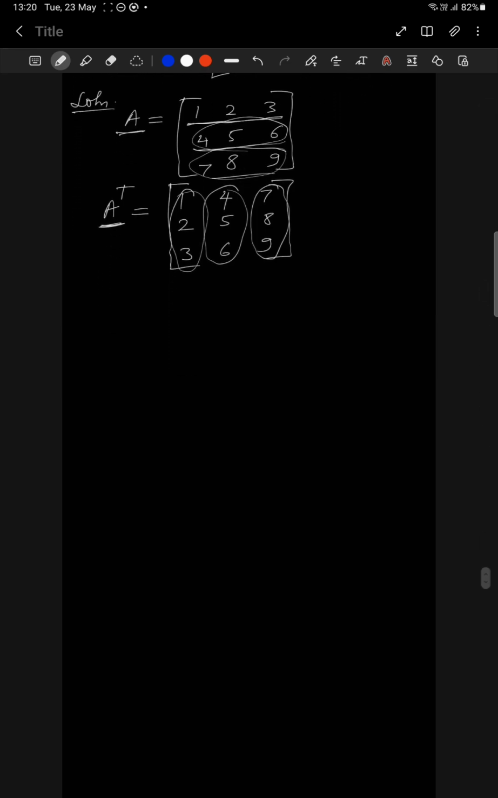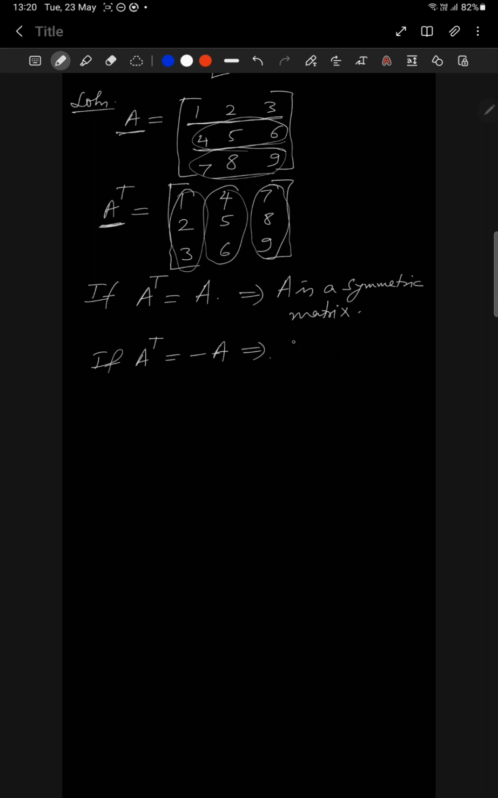Now let me discuss symmetric and skew symmetric. If A transpose is equal to A, then A is a symmetric matrix, and if A transpose is equal to minus A, meaning the negative of the matrix, then A is a skew symmetric matrix.